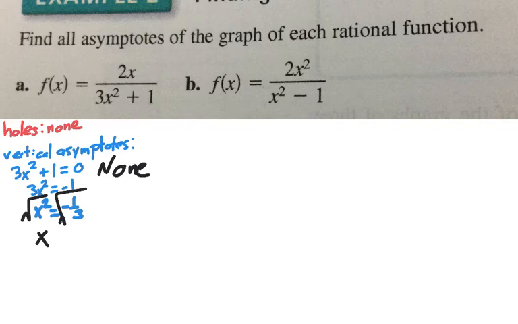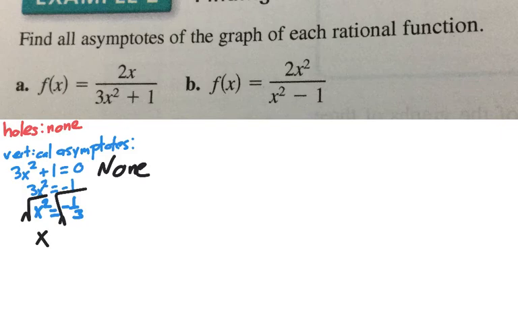Questions about either one of these? You look for what cancels out in the numerator and denominator. Any common factors. It's all over here on the right side too. Any other questions?